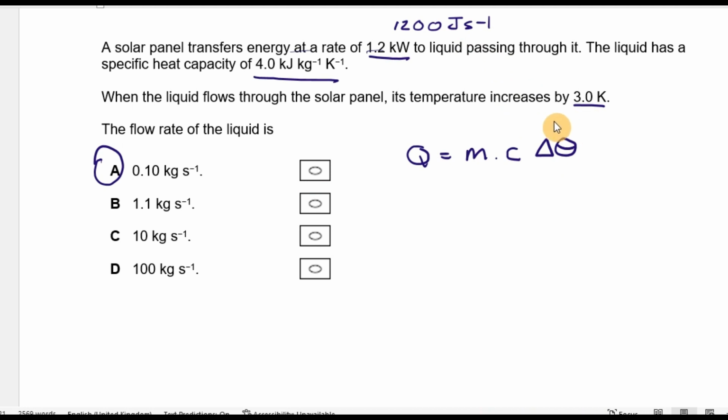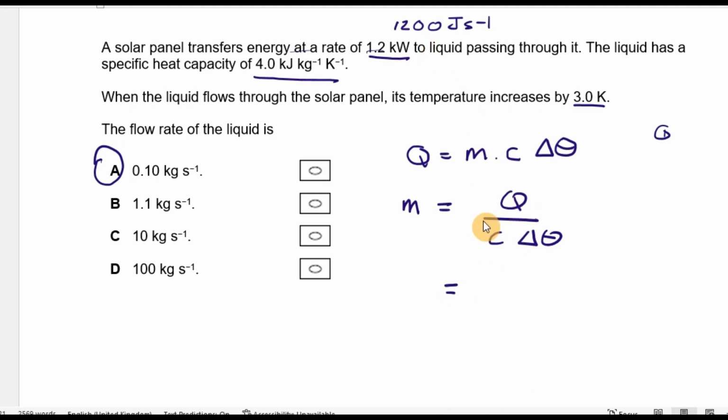And I'm just going to deal with everything happening in 1 second to start with. So if it's just happening in 1 second, the energy transfer is going to be 1,200 joules. So I can rearrange this equation to find the mass change in 1 second. Made mass the subject. Let's put the numbers in.